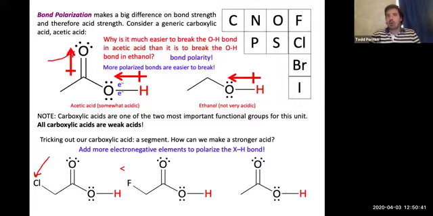What would add more electronegativity than one fluorine? How can we make it even stronger? What would contribute more of an electronegativity imbalance than one fluorine?